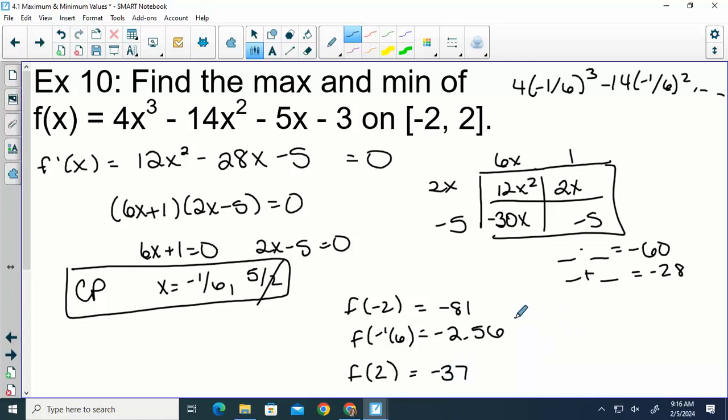Okay, so we see -81 is our absolute min at -2.57. I put down 6 should be our absolute max.